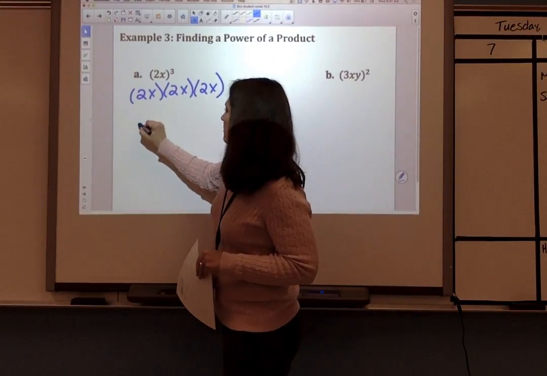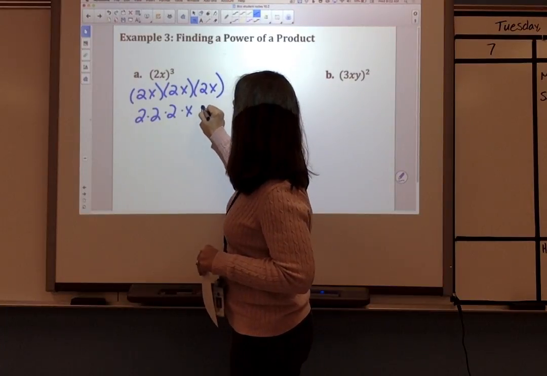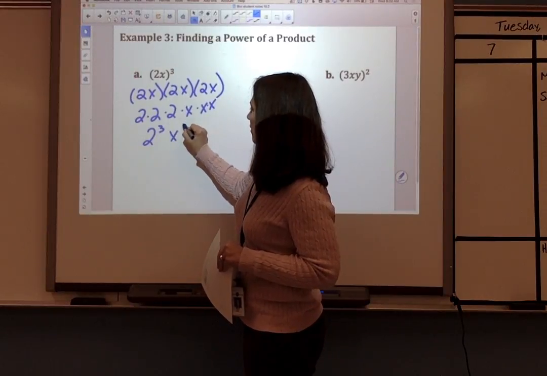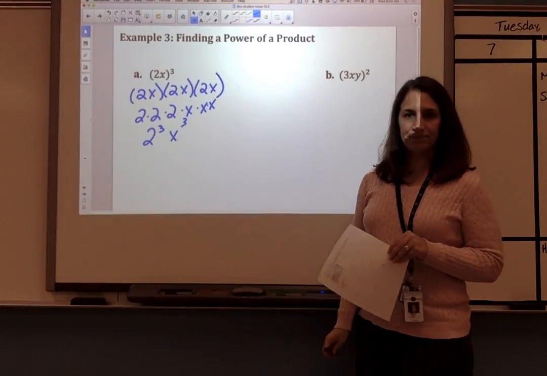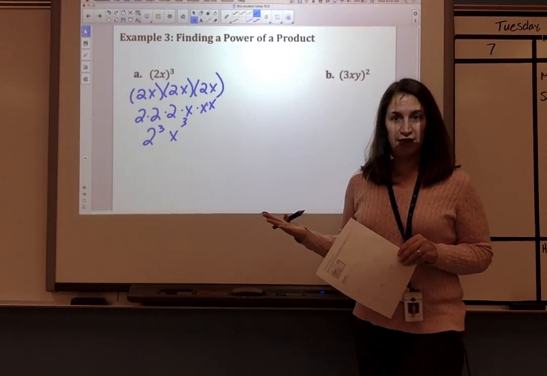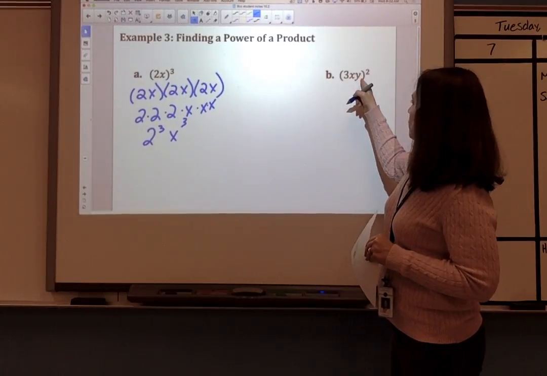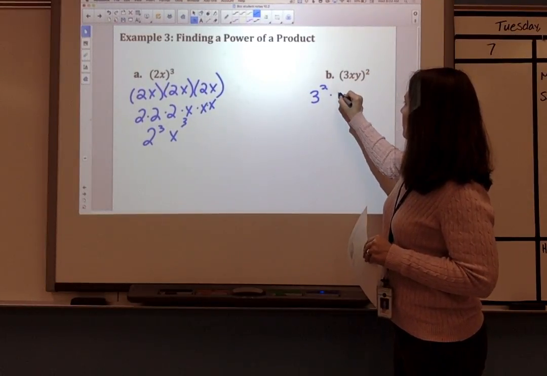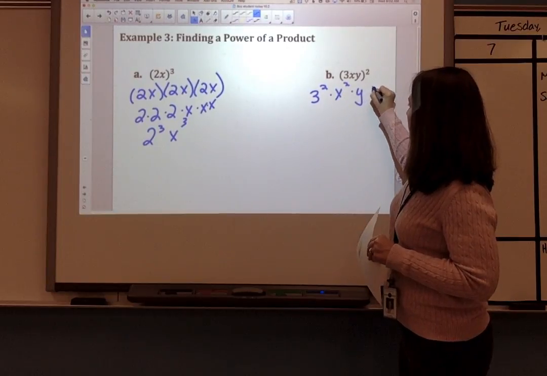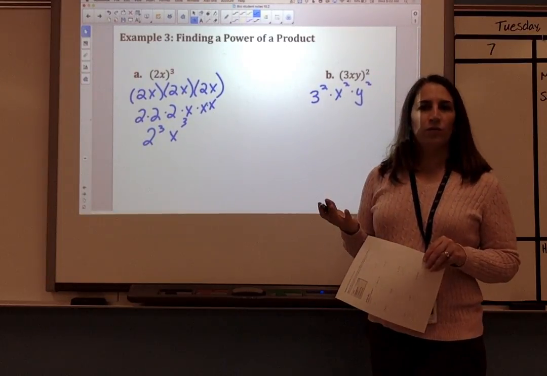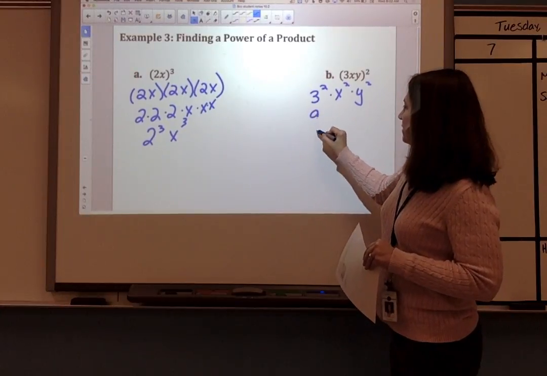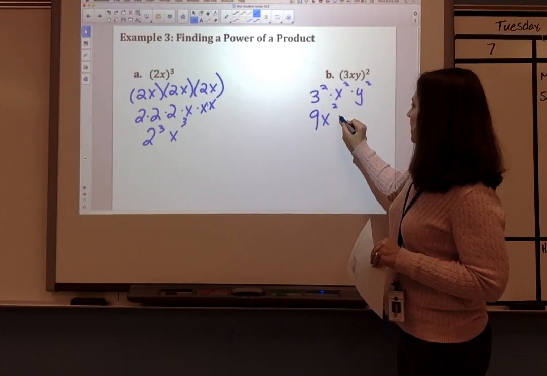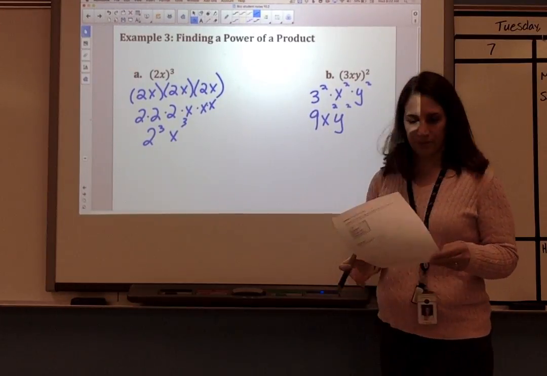I can rewrite that as 2 times 2 times 2 times x times x times x, or 2 to the third power, x to the third power. We'll do the next one without writing it out in expanded form. We'll just say 3xy, that whole base squared, is going to be 3 squared times x squared times y squared. And then we'll simplify this. 3 squared is 9. When we write this in simplest form, we don't need those multiplication symbols. We could just write 9x squared y squared.